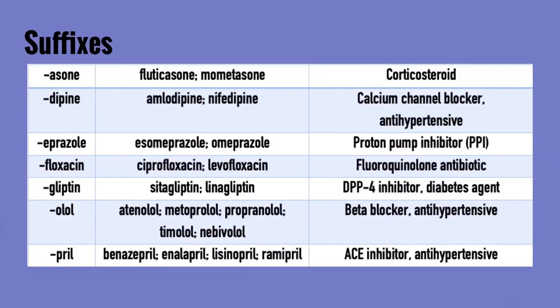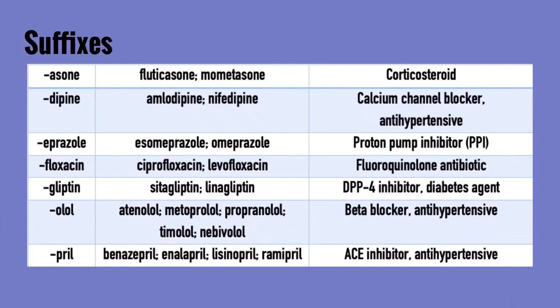If it ends in gliptin, so sitagliptin and linagliptin, it is a DPP-4 inhibitor. It's used for diabetes, so it may also be called a blood sugar lowering agent. Olol, or sometimes Alol or Ilol, a combination of the LOL suffix, is going to be your beta blockers. These are antihypertensives as well. You have atenolol, metoprolol, propranolol, timolol, and nebivolol. These are very common medications.